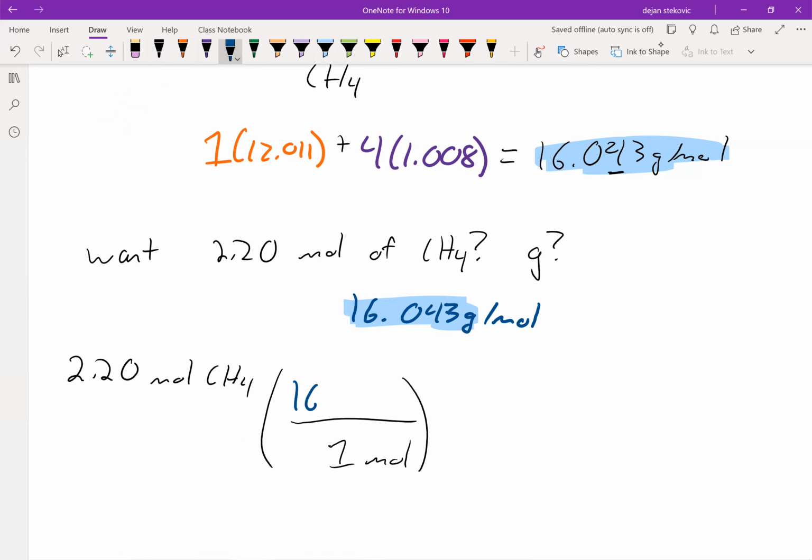It would just be 1 mole, and then your 16.043 grams would go up top. And then you just do the multiplication here, and you'd have to weigh out 35.3 grams of CH4, right? So if you wanted 2.20 moles, you'd weigh out 35.3 grams. And that's a lot easier than trying to count these, which would be impossible.